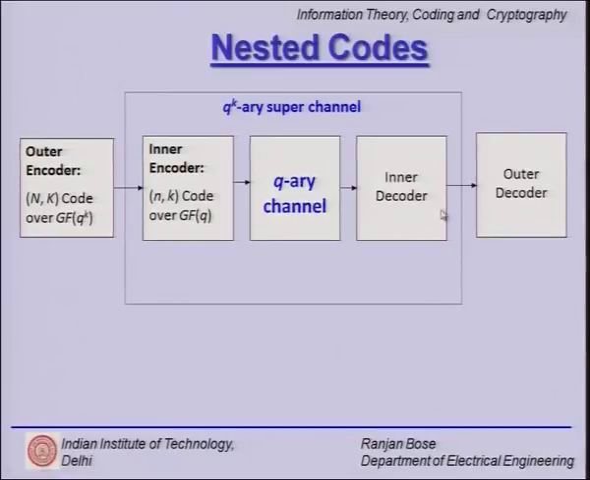You have to reverse the process on the decoding side. So, you have an inner decoder which decodes the small n, small k code, and then there is an outer decoder which decodes the capital N, capital K code. So, you have coding over coding, and this is also used in practice.